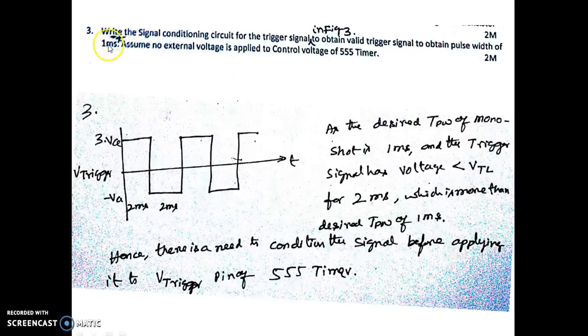Since we want a pulse width of 1 millisecond, we cannot apply this directly to the monoshot. The signal is at minus VCC for almost 2 millisecond, while the pulse width of the monoshot is only 1 millisecond, and the trigger signal has a voltage less than VTL for 2 millisecond, which is more than the desired pulse width. If you apply it as it is, we're going to get a quasi-stable state of 2 millisecond. Hence there is a need for a signal conditioning network before you apply the signal to the trigger pin of the 555 timer.